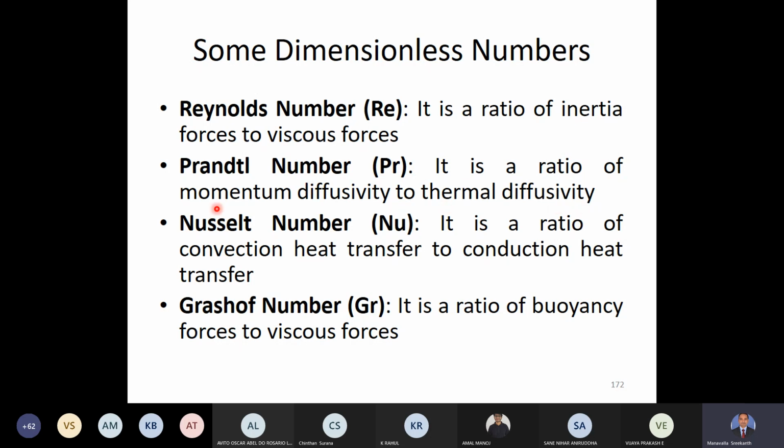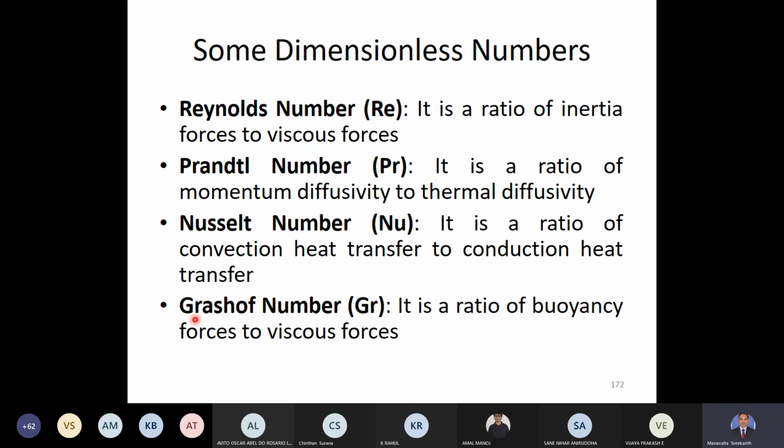So the ratio of this momentum diffusivity and the thermal diffusivity will determine how quickly the velocity boundary layer is formed and how quickly the thermal boundary layer is formed. So this Prandtl number determines which one is higher, whether the thermal boundary layer is higher or the velocity boundary layer is higher. Similarly, we have another number called the Nusselt number. It is a ratio of the convection heat transfer to the conduction heat transfer.